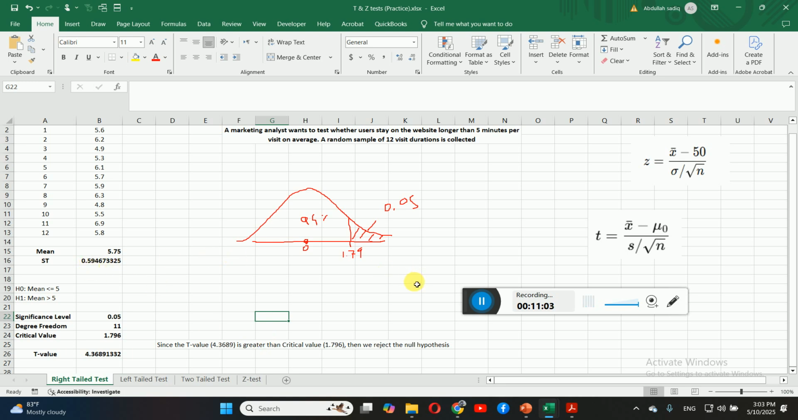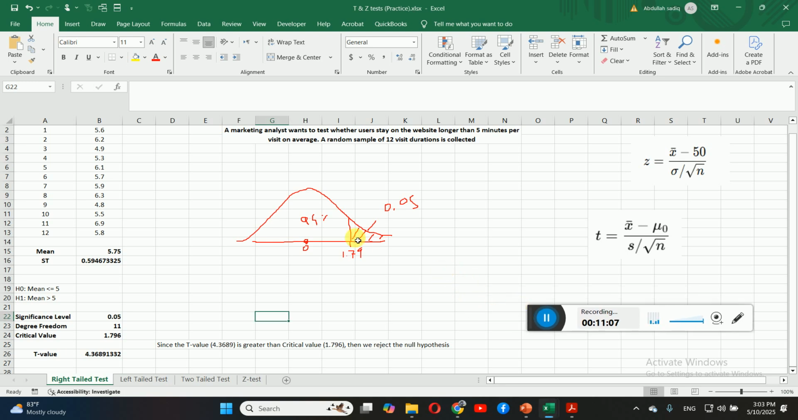Hopefully this is clear, but this was just manual. What if you try to use Excel, if you're not using the manual method?